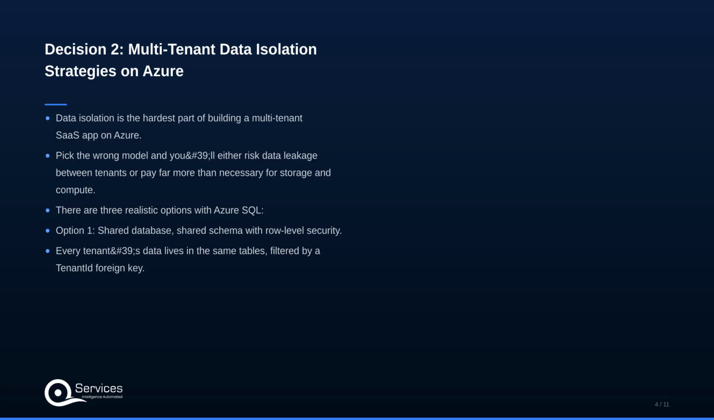Option 1, shared database, shared schema with row-level security. Every tenant's data lives in the same tables, filtered by a foreign key. Azure SQL supports row-level security natively, enforcing isolation at the database engine level. Even if your application code forgets to filter by tenant, the database will not return rows belonging to another tenant. For most SMB SaaS apps, this is the right default.